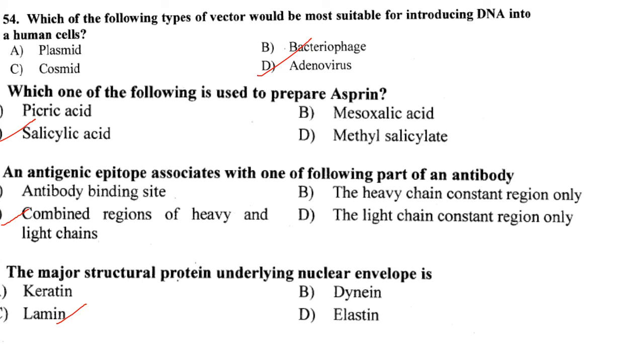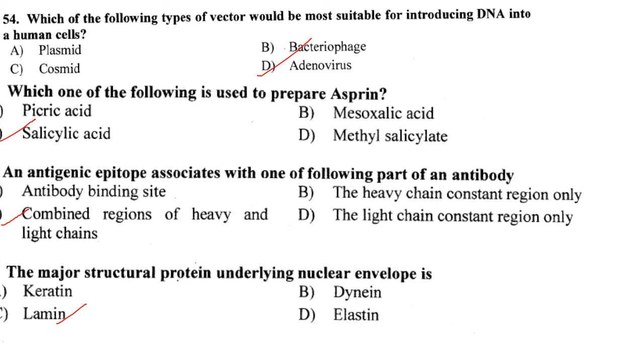Then, which one of the following types of vectors would be most suitable for introducing DNA into human cells? So it will be adenovirus. Answer is option D. Then next one. Which one of the following is used to prepare aspirin? So salicylic acid is used. Salicylic acid with acetic anhydride in the presence of H2SO4 will give you aspirin. So answer is salicylic acid.